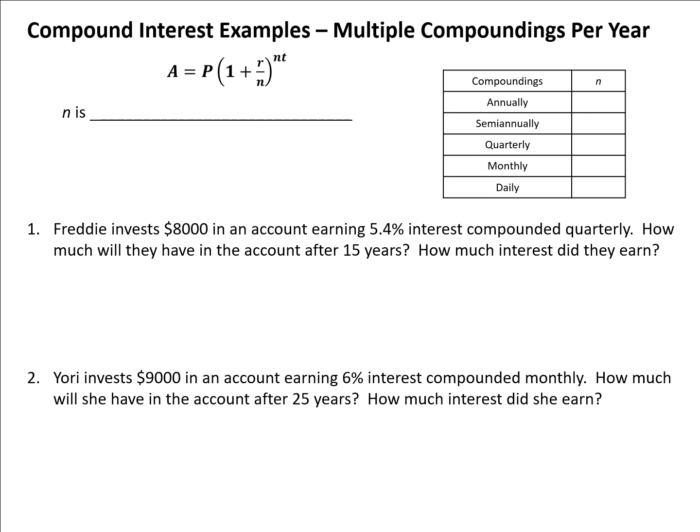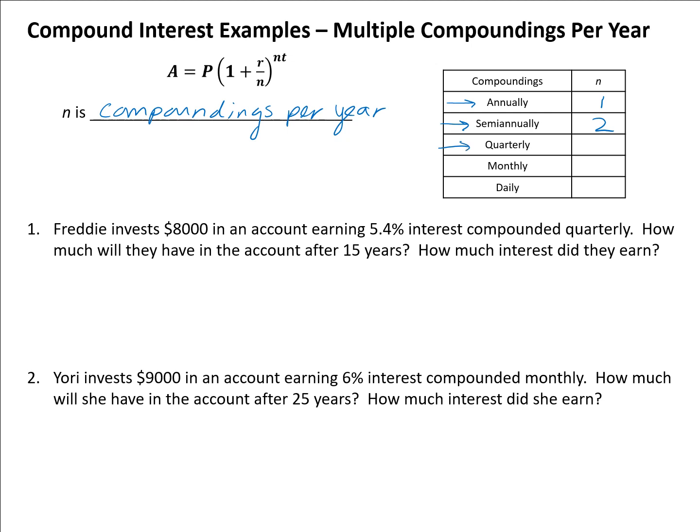Next, let's look at this compounding idea, and we're in situations where we have multiple compoundings per year. So remember, N is the main difference between compound interest and simple interest, and N is the compoundings per year. And it tells us how many times we earn interest during the year. So if the problem says we're earning interest annually, that means we earn interest once a year. So N is 1. Semi-annually would be twice a year, so that would be 2.